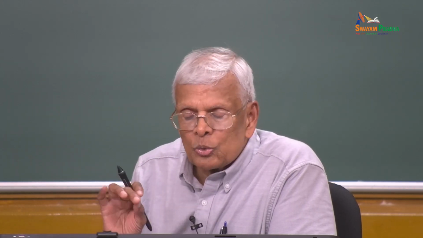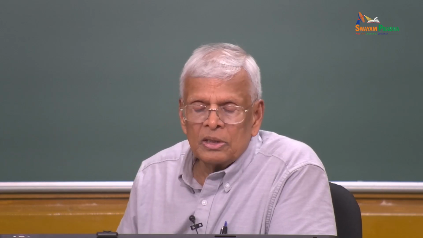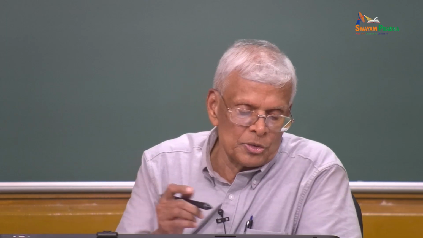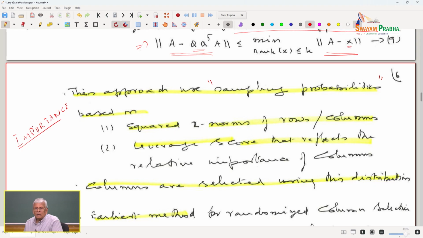There are two strategies. One is to sample with a uniform distribution, another one is to sample with what is called an importance distribution. Uniform distribution essentially tells you if the effect of each of the columns is going to be the same, then I do not have to have any preference, I can pick any column from the uniform distribution. But given a matrix A, not all columns have the same effect.